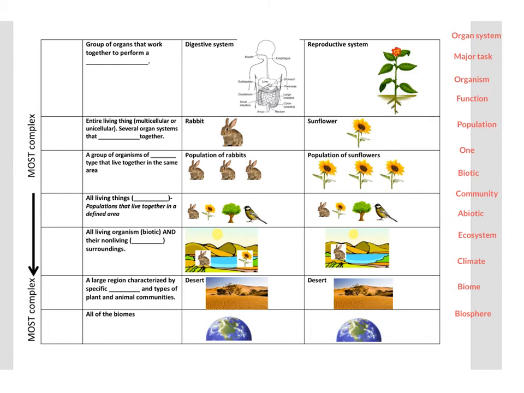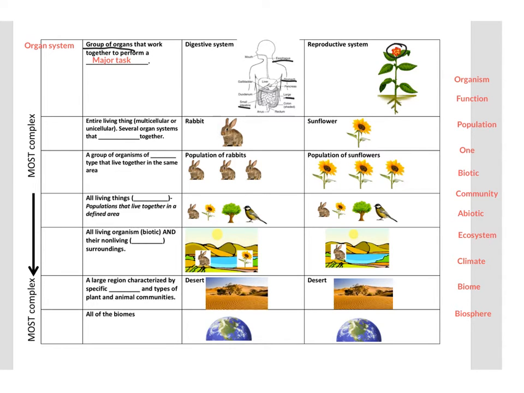The next level that is more complex than an organ is an organ system, which is a group of organs that work together to perform a major task. An example of an animal system is a digestive system that includes the following organs: stomach, esophagus, large and small intestine. All of those organs work together to perform a major task of digestion. An example of a plant system is a reproductive system, and reproduction takes place in a flower.